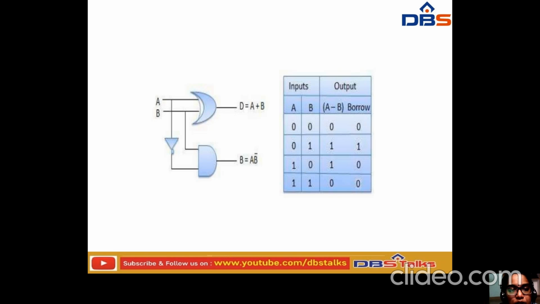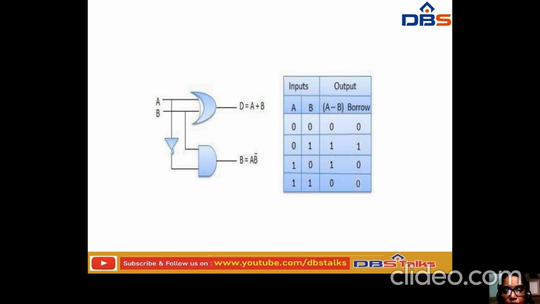So this is the combinational circuit for the half subtractor. For the input A, we have applied the NOT gate, so this is the output A bar B. This is the AND gate, and this is the OR gate, and this is the AND gate. For the OR gate we perform the addition, and for the AND gate we perform the multiplication. So this is the combinational circuit for the half subtractor.